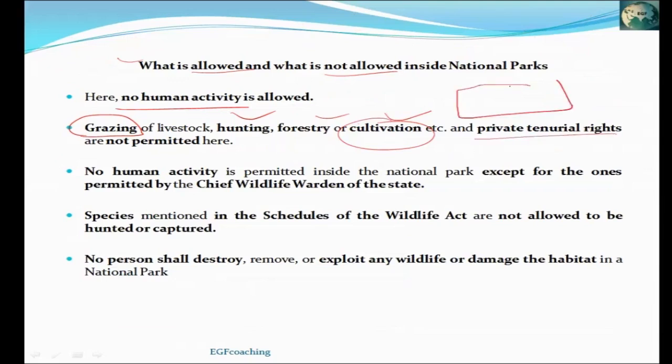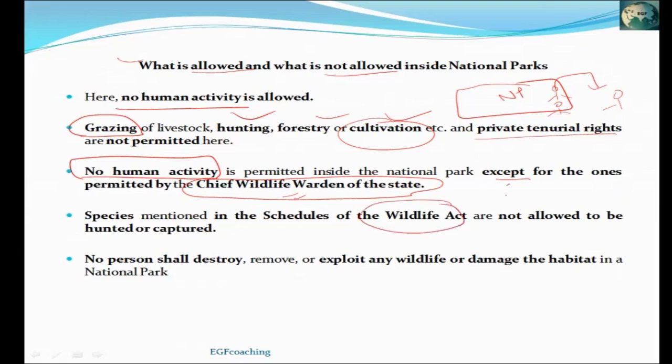So therefore, if government declares any area as a national park, the people who are already living there, the government tries to relocate these people outside of the national park. Because if people live there, there will be some interference. So no human activity is allowed, except that the chief wildlife warden of the state can give permission for any activity. Otherwise, there cannot be any human activity. In the Indian Wildlife Protection Act, there are 6 schedules and different animals are placed under these 6 schedules. Those animals cannot be hunted in a national park, neither can they be captured. No human is allowed to destroy any wild plants and animals, neither are they allowed to destroy the habitat.